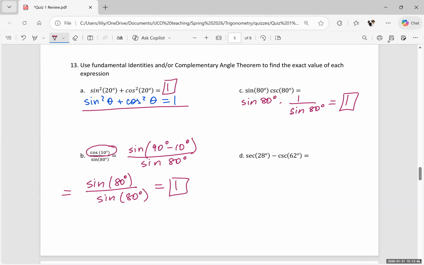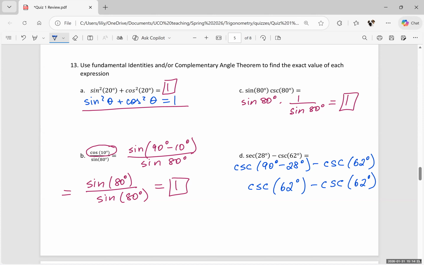Now let's try secant and cosecant. Once again, the complementary angle theorem and cofunction identities are what we're using here. So let's go ahead and rewrite this. Secant of 28 degrees, I'm going to write it as a cosecant of 90 minus 28 degrees, minus cosecant of 62 degrees. Well, 90 minus 28 happens to be 62. So you now have cosecant of 62 minus cosecant of 62, which is 0.